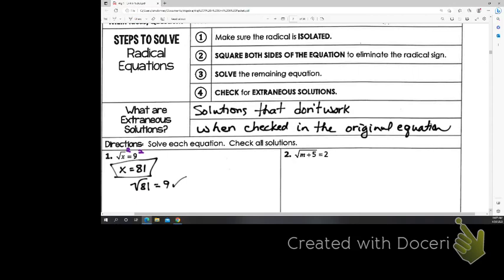So in number 2, the radical again is already isolated. So I square both sides. On the left, all that does is make the radical go away. So now I have m plus 5. On the right, there was no radical, so I actually do 2 times 2 is 4. Now I have to solve the remaining equation. So now I subtract 5 on both sides, or I just look at it and go, oh, that has to be negative 1. So I have m is negative 1. Then if I check, if I have negative 1 plus 5 underneath, that's the square root of 4. The square root of 4 is 2. Yeah, it checks.